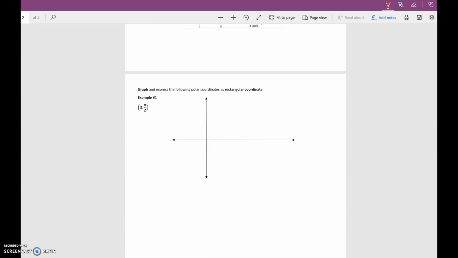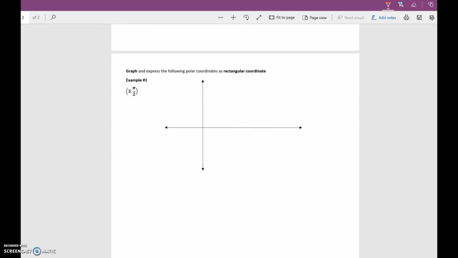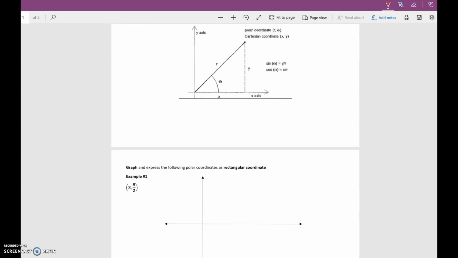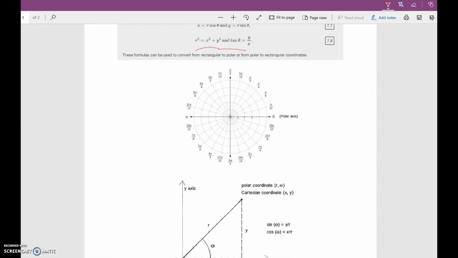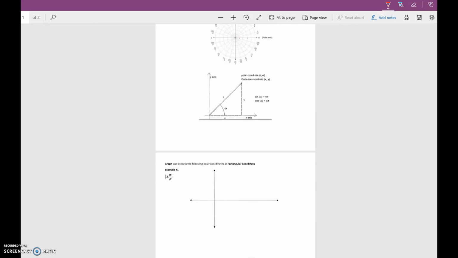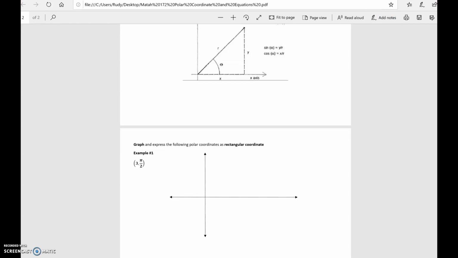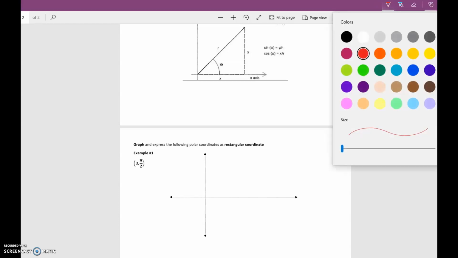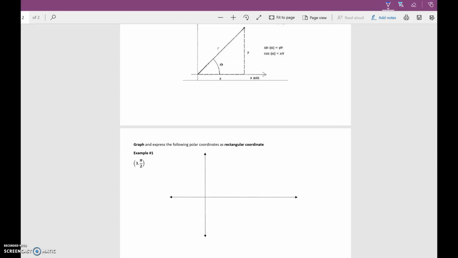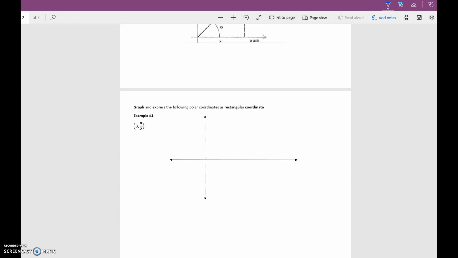Now here's the idea for the first couple of problems. All I need is a basic sketch, and you don't have to recreate this mess over here, as long as it's approximately where the coordinate point is supposed to be. That should be fine. So for this particular one, they want us to plot and then express it as a rectangular coordinate.